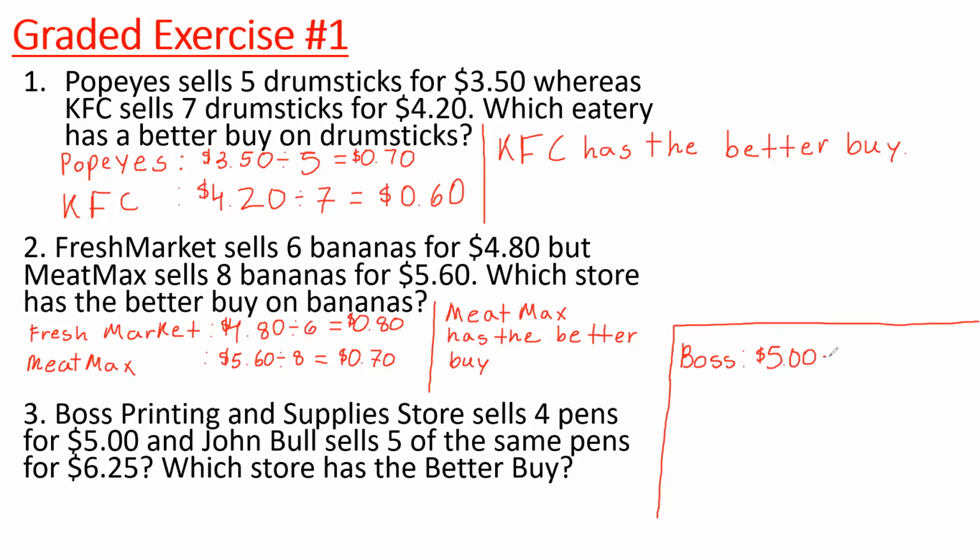For Boss Printing and Supply Store, they sell 1 pen for... I can't hear you. For Boss Printing and Supply Store, I got that they sell 1 pen for $1.25 each. How did you get that? I divided $5 by 4. Very good. $5 divided by 4, and you got $1.25. Anyone else got $1.25 for Boss? Let me know, please.